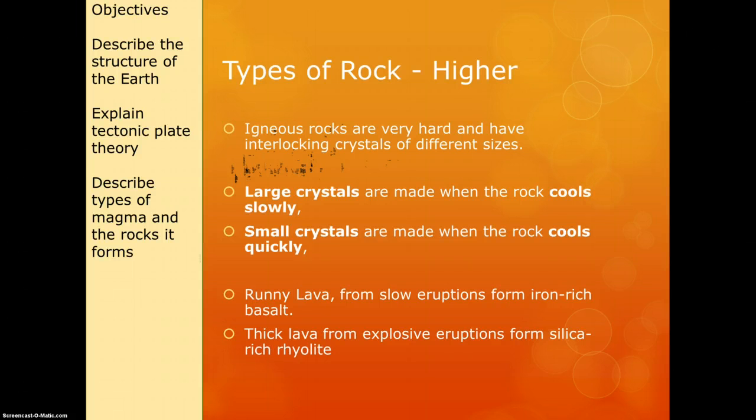That's a type of rock that can be formed from the runny lava. You just need to know that name, iron-rich basalt. And the thick lava from explosive eruptions can form silica-rich rhyolite, which is just another type of rock. So those are just two examples of igneous rock. You need to try and remember which type of lava they come from. But again, remembering the size of the crystals is the thing they're particularly interested in. Large crystals come from slowly cooling rock, so it's had lots of time to form fantastic, beautiful, big crystals. And the small crystals come when it's cooled quickly, so it's formed in a rush with imperfections, so we get lots of small ones instead of a few big ones.